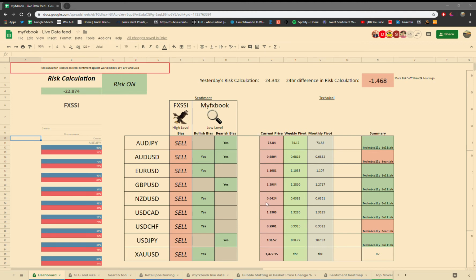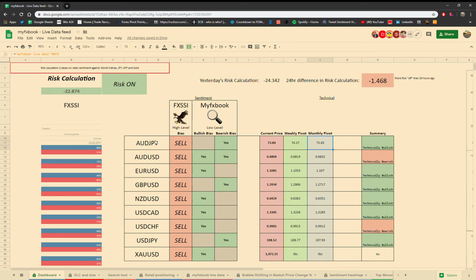And then here is the technical part. So we've got the weekly, monthly pivots and current price. Now you'd want the high level, the low level, and the technicals to agree. See, the Australian dollar yen is a sell at the high level, it's a sell on the low level, but it's not a sell on the technicals because we're above the monthly pivot. See, the current price is 73.84, the monthly pivot is 73.83. Once that goes below the monthly pivot, so that would be your entry, then it would be technically bearish. So it'd be tick, tick, tick, tick, and then obviously tick.